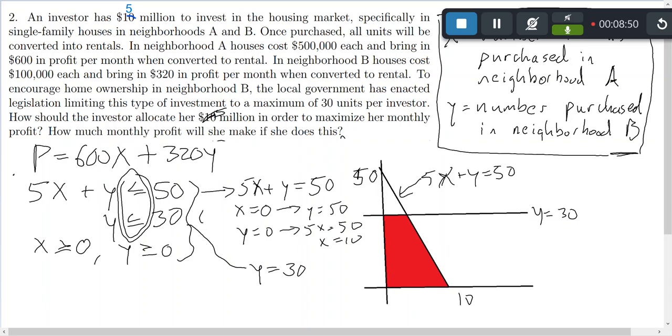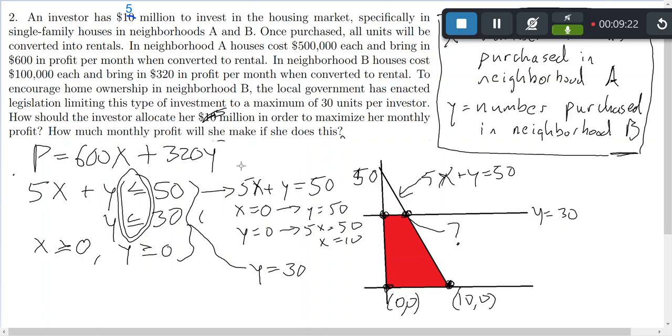Now, it has 4 corner points. It's a polygon with 4 corner points. Let me sketch those in. Now we want to know the coordinates of those corner points. That's the main part of the game. The origin is easy, 0, 0. Then this point out here is x equals 10, y equals 0, so it's 10, 0. This point over here, we don't know. We have to figure it out.